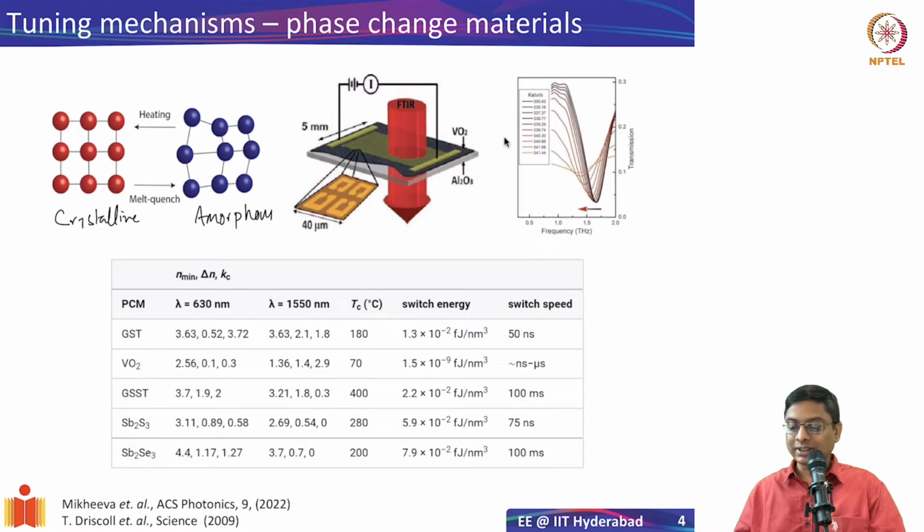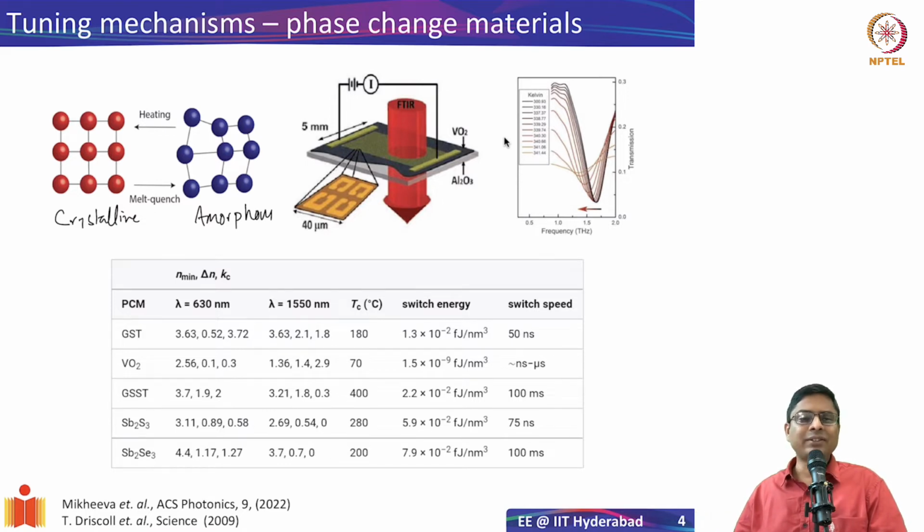In this case, the heating is done through applying a current source across the material. So when the current passes, it heats up the structure and it causes a phase transition in the vanadium dioxide, and because of which the resonance is shifted. This is an example taken from this paper from Driscoll, published in 2009. So you see that we can actually change the resonance properties.